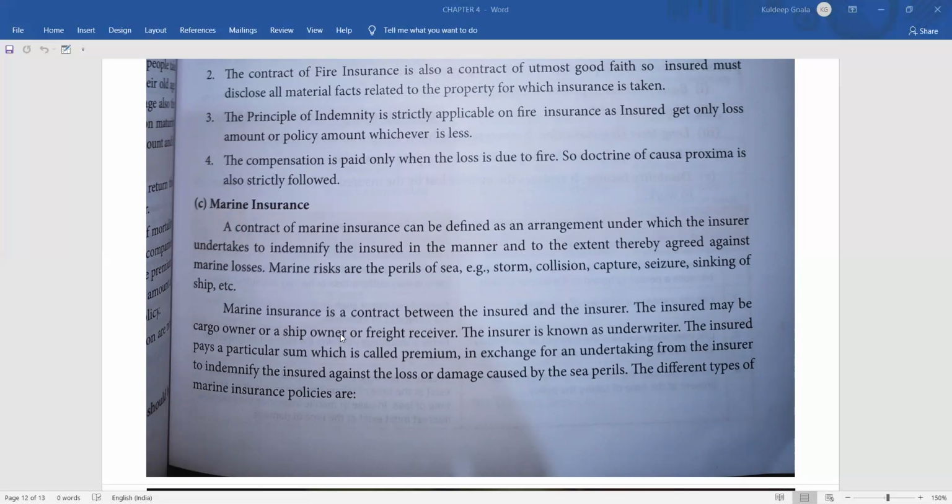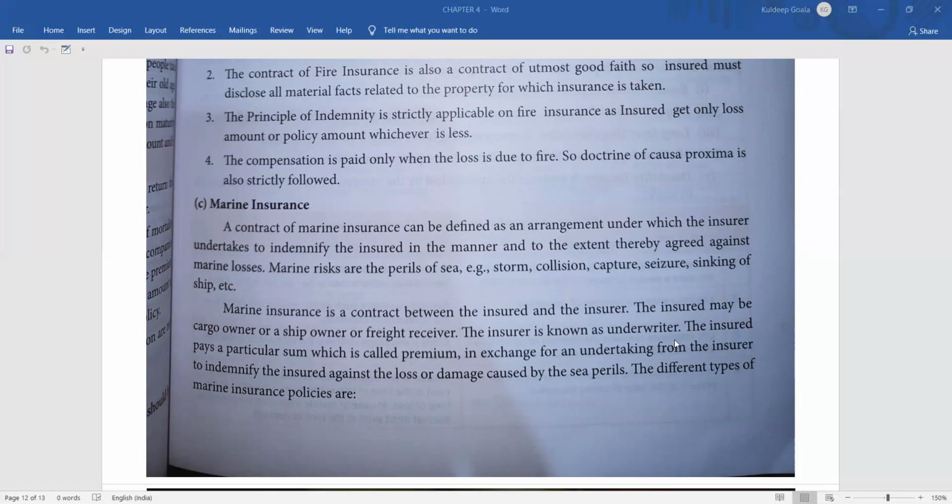Okay, so because of all these things, what will happen? You are going to get insurance from the insurance company in the name of marine insurance. So marine insurance is a contract between the insured and the insurer. The insured must be a cargo owner, or ship owner, or freight receiver. Okay, receiver, sorry, freight receiver. वो cargo owner हो सकता है, या ship का मालिक हो सकता है जो insurance करता है.